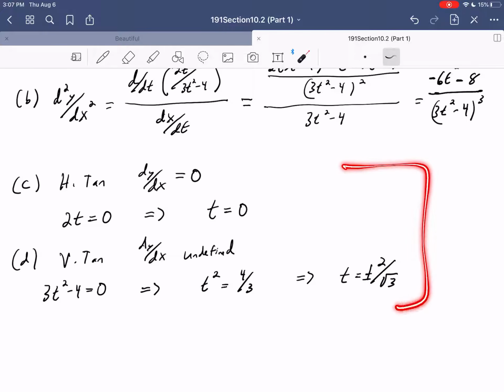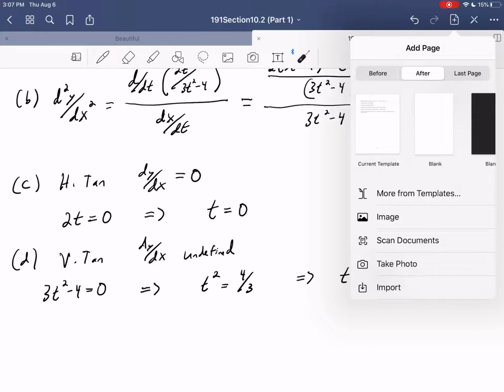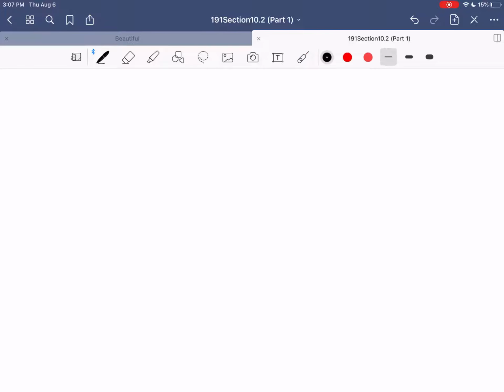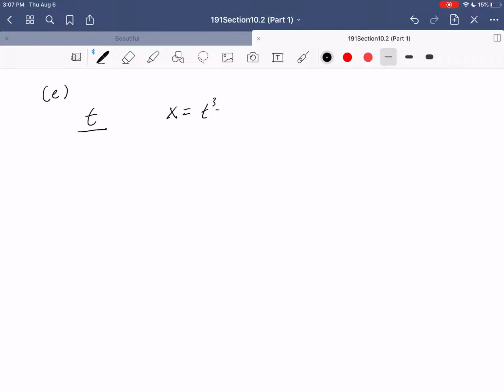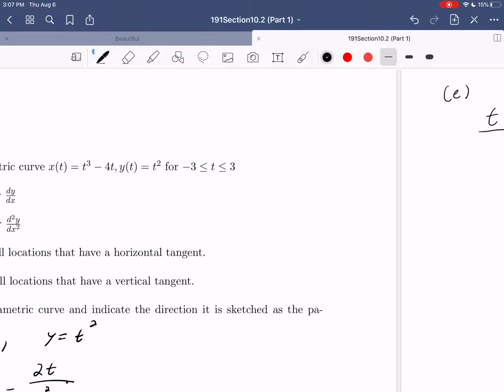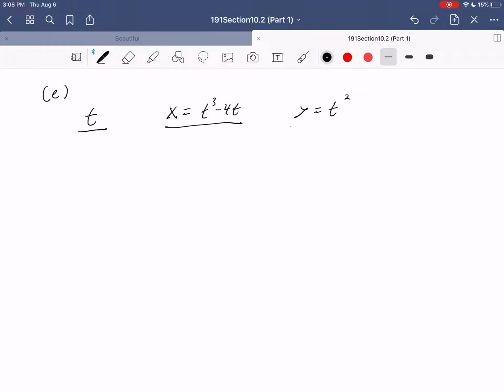We've now found all the places where we have horizontal and vertical tangents. Remember, this also tells us that we won't have any other places that have horizontal or vertical tangents. All right, let's give ourselves another page, and we'll come up with our table of values. So we'll have our t values, and x was t cubed minus 4t, and y was t squared.